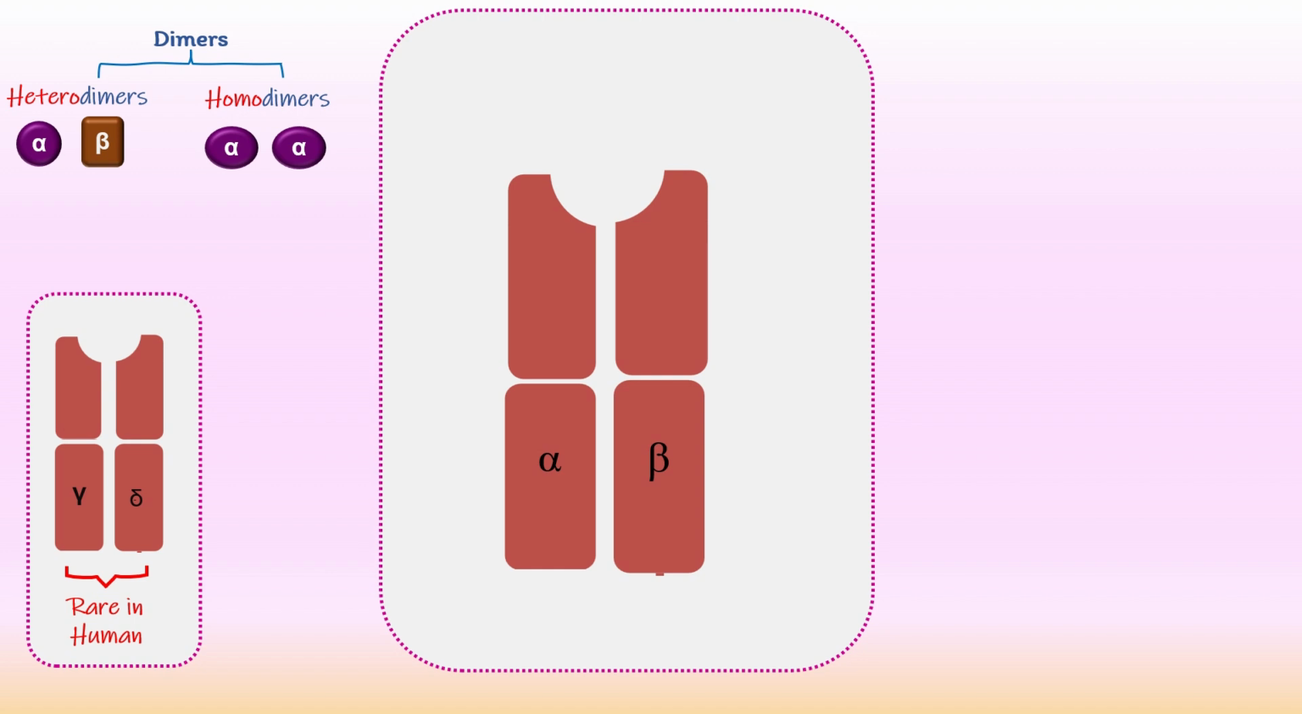Have a look at these monomers. Gamma and delta T cells are rare in humans, but make up a major proportion of T cells in other animals, including cows, pigs, and sheep. T-cell receptor with alpha monomer, which has molecular weight of 50,000, and beta monomer, which has molecular weight of 45,000, are more common than the T-cell receptors having gamma and delta monomers.